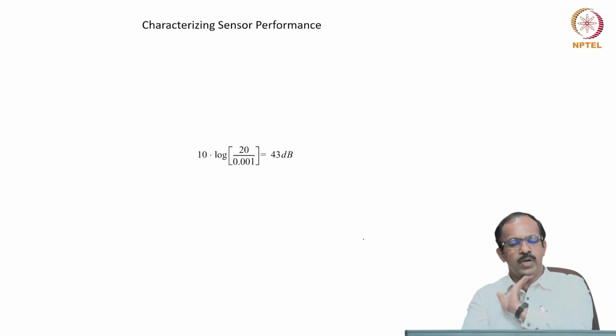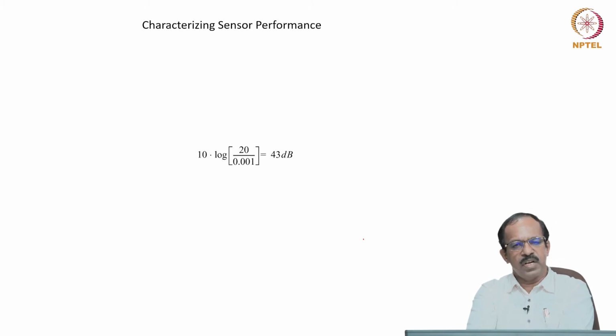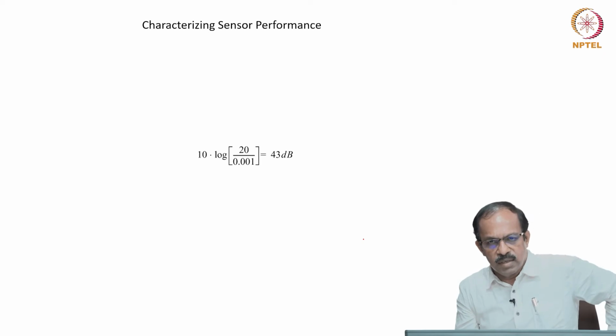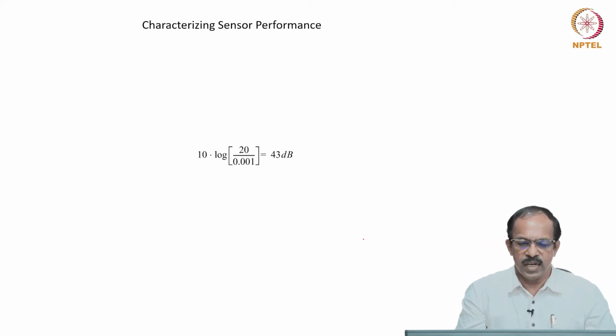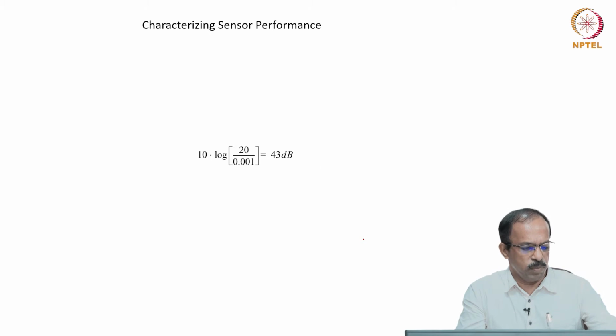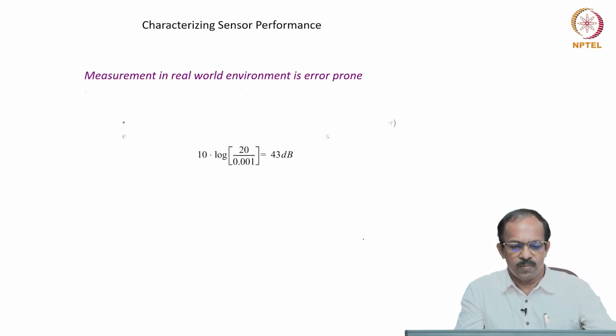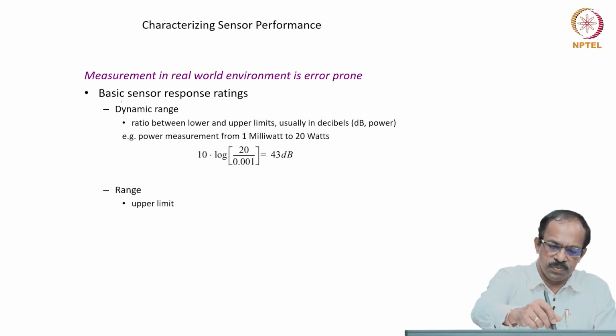Okay, let us now look at, so those were some of the sensors, and then we saw the classification. Before we discuss the few sensors and their working principle, let us look at the characteristics of these sensors. So based on the sensor performance, we can identify many characteristics. So one is basically the sensor response.